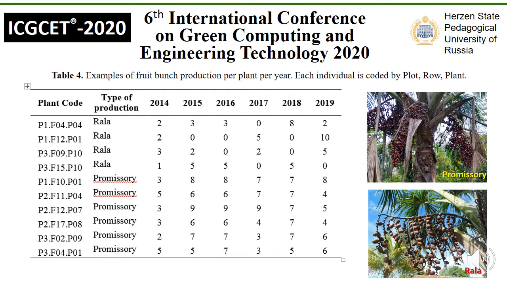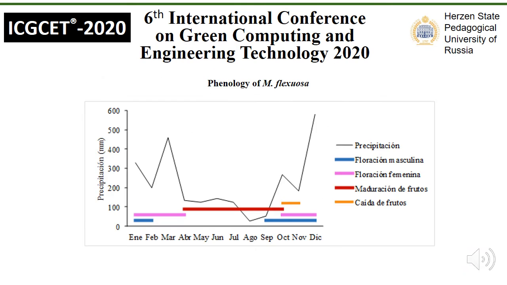In table 4, we can see examples of fruit bunch production per plant per year. Each individual is coded by plot, row, plant. We can see in this picture the precipitation and the months in the back part because it is the phenology of M. flexuosa.